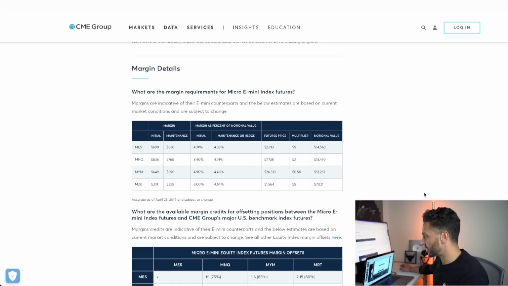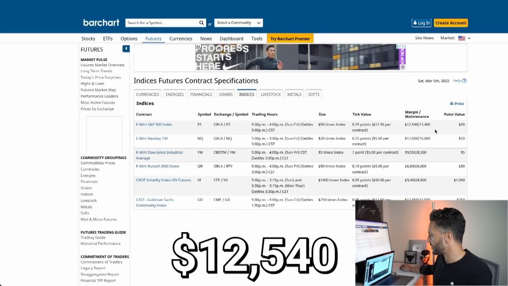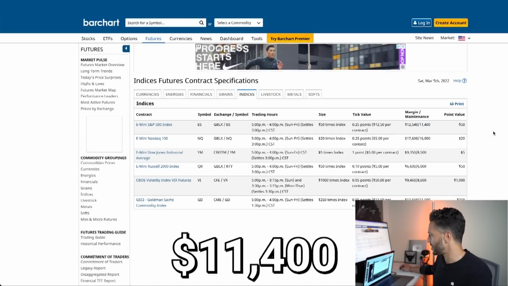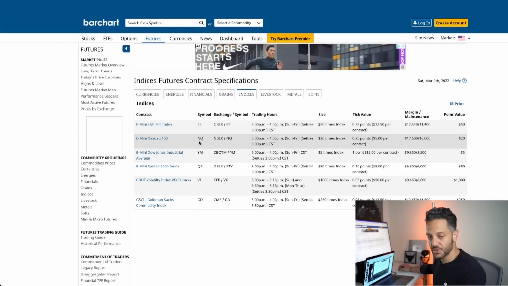Now, what's nice about the micro E-mini S&P 500 futures is the maintenance margin is really low, as you can see here. The initial margin is 690, maintenance margin is 630. You compare that with the E-mini S&P 500 futures, the larger one, and you can see that the initial margin required is 12,540 and the maintenance margin is 11,400. So to each their own. Obviously, if you're watching this, you're probably a beginner and you should not even think of trading the micros, which is basically ES for the S&P or NQ for the NASDAQ.